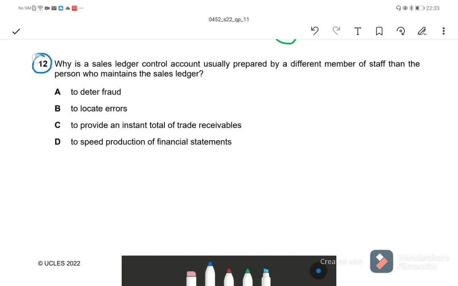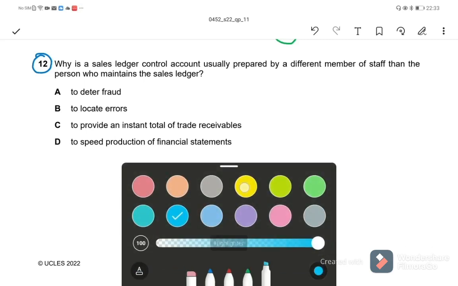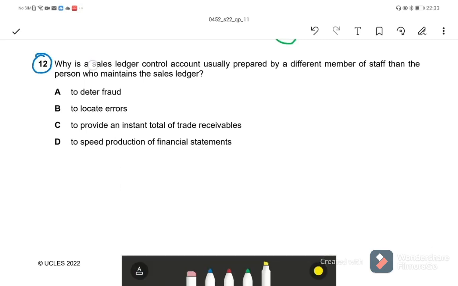Question number 12. Why is a sales ledger control account usually prepared by a different member of staff than the person who maintains sales ledger? Always the business will hire a different member to do the sales ledger control account. Why? To detect the fraud only. So which is the correct answer? One of the easy question. Correct answer is option A.